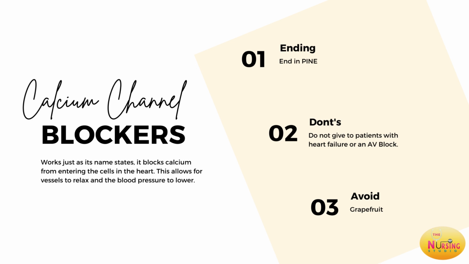All righty. Next, we have our calcium channel blockers. Calcium channel blockers end in "pine," like amlodipine. "Pine" is the ending, so when you see that, you should think about your calcium channel blockers. And they work just like their name states. They're blocking those calcium channels from entering into the cells of the heart, which allows those vessels to relax, which lessens that cardiac output, which allows for the blood pressure to be lower, right? To decrease that blood pressure.